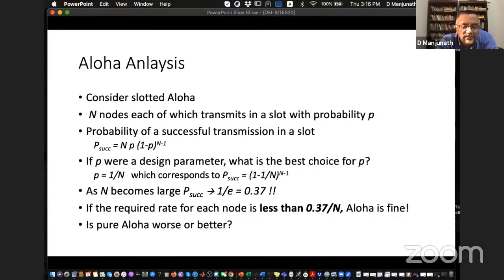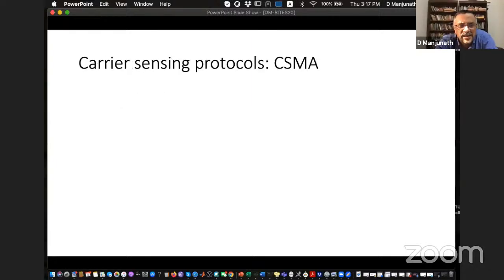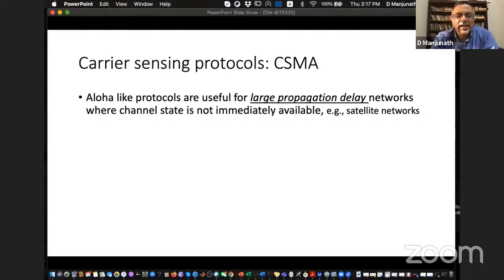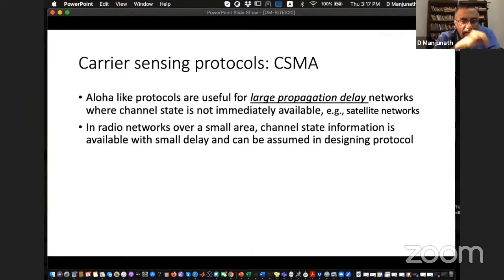Now, I leave this question to you. If I don't have these slots, does it get better or worse? Now, a variation of this is what is called a carrier sensing protocol. Aloha was designed for large propagation delay networks where the channel state is not immediately available. In radio networks over small areas, channel state information is available, because what I hear on the channel is something that happened not very long ago. So I can assume that I know what is happening on the channel.